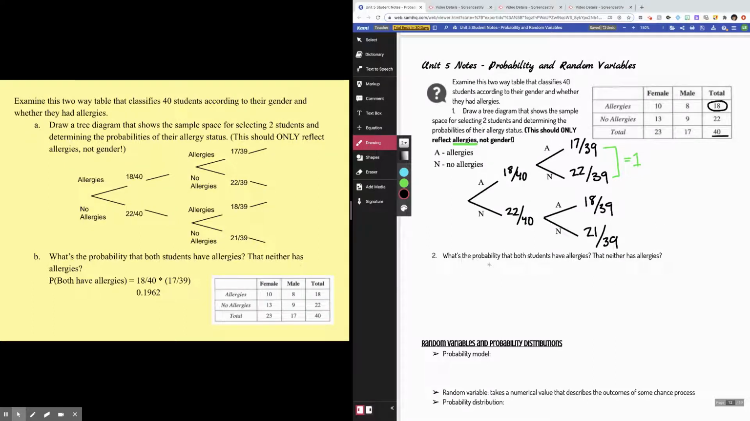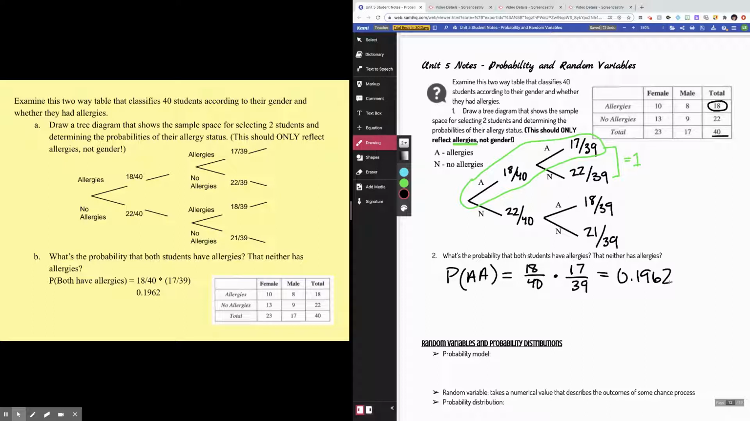Okay, so question 2 here says, what's the probability that both students have allergies? There's only one path that I can follow that has both of those students that have allergies, which is this path here. So I'm going to use my multiplication rule to figure that out. So I'm finding the probability that both have allergies. I'm just going to write this as AA, but I typed it out nicer on the left side of your screen. It's that first probability, 18 over 40, times that second branch probability, 17 over 39. And when you actually do that math, you get 0.1962, okay?